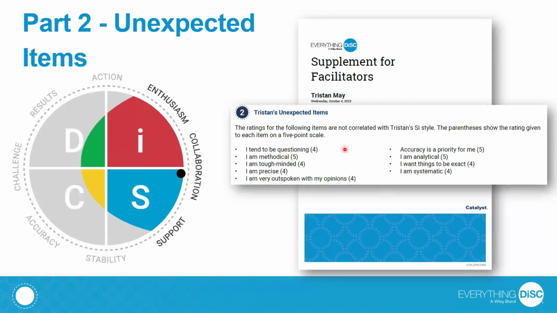So for instance, the first one, I tend to be questioning. We then have numbers towards the edge of these prompts, and this reflects what score I gave that prompt as part of the assessment. 4s and 5s, indicating agree and strongly agree. For those of you or your learners that have 1s and 2s, they reflect that strongly disagree or disagree component here. So again, we'll really emphasize here, unexpected for the style, completely expected for the learner.